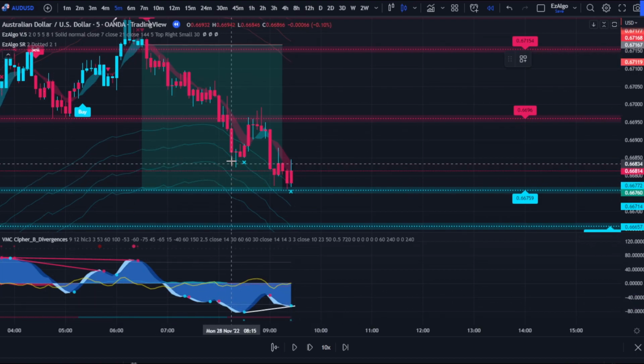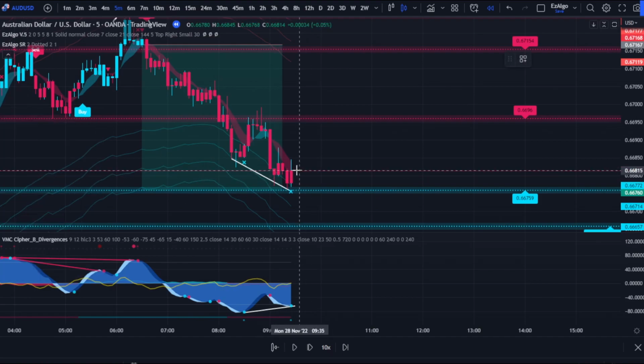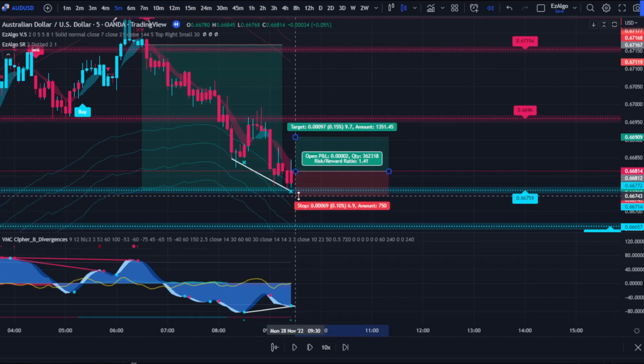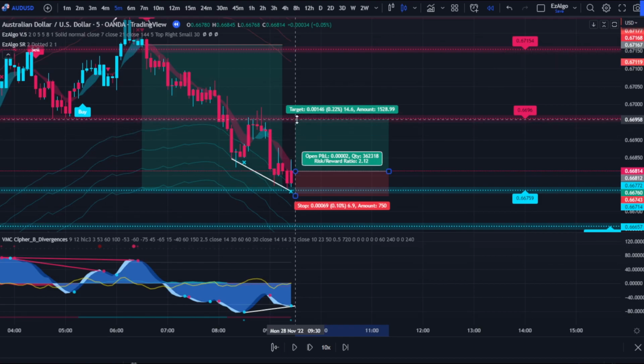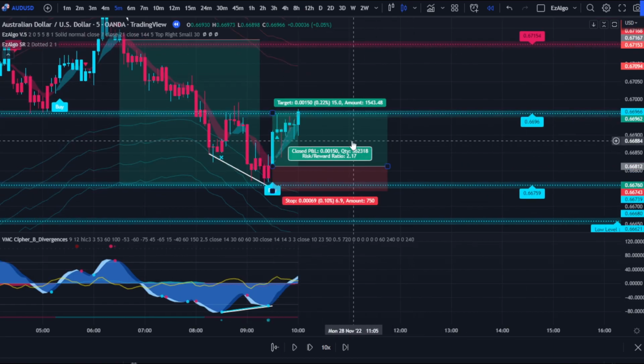Price is making a lower low right into that EzAlgo support level with a mild buy signal. For me, that is a trade I would be willing to take. Stop loss below previous swing low, targeting this level as your first take profit, and targeting this resistance level as your second take profit. And we smashed that first take profit.